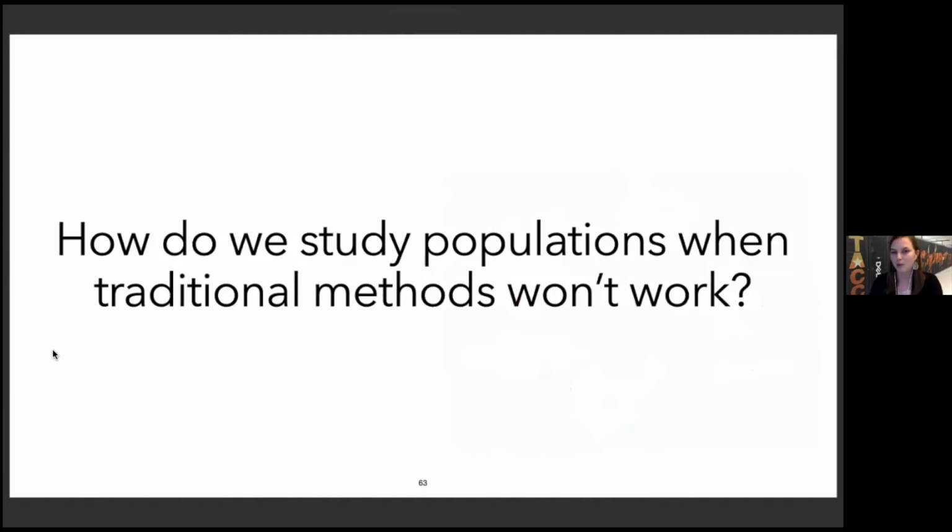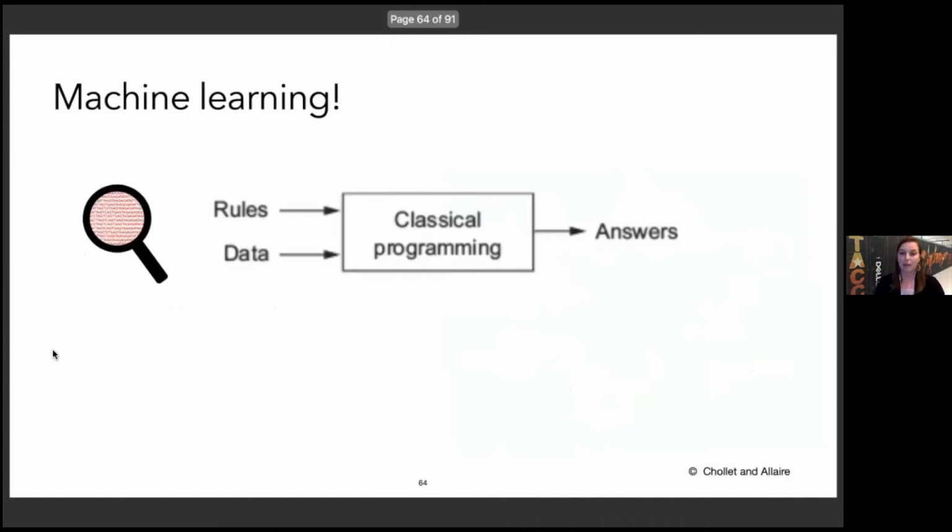So now you might be wondering, okay, there's limitations to these tools. How do we actually study populations when these methods won't work? And the answer that we've found in the past few years is machine learning. I'm going to quickly explain the paradigm of machine learning and what we're doing here in relation to traditional tools. With our traditional tools, we have data and we have rules.